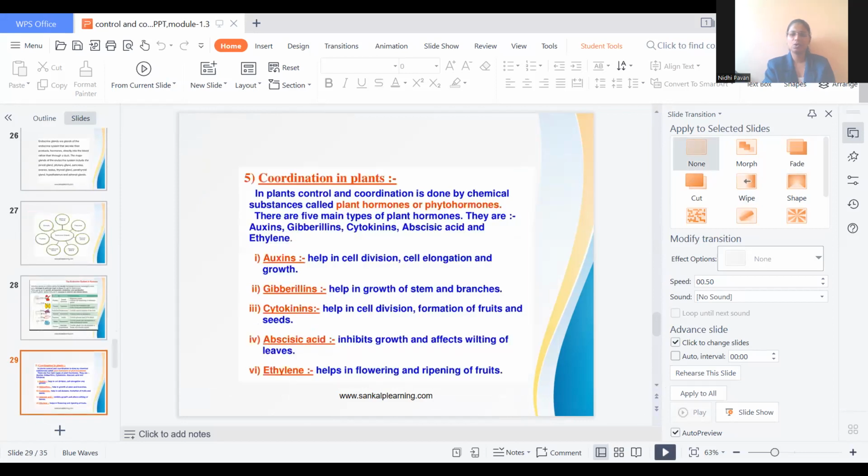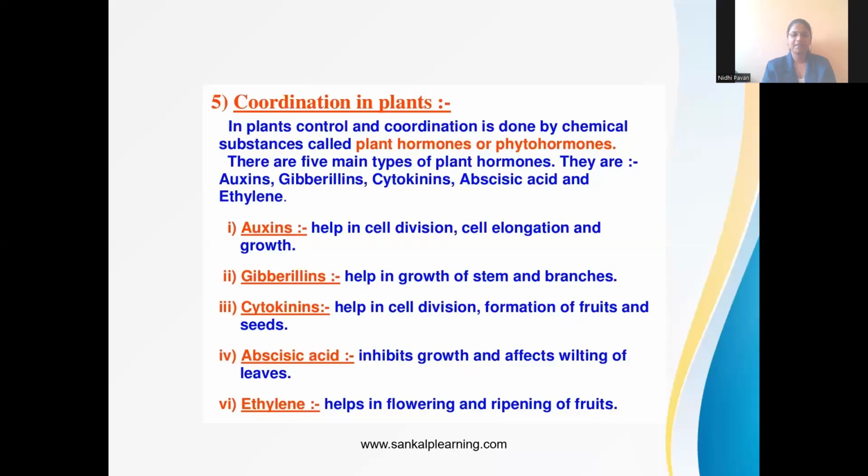Okay. So coordination in plants. In plants, control and coordination is done by chemical substances. We know that in plants, we don't have structures like nerves, brain, etc. So here, any control has to be done by the chemicals which are produced inside the plant. Those are nothing but the hormones. So through the hormones only, the coordination takes place inside the plants.